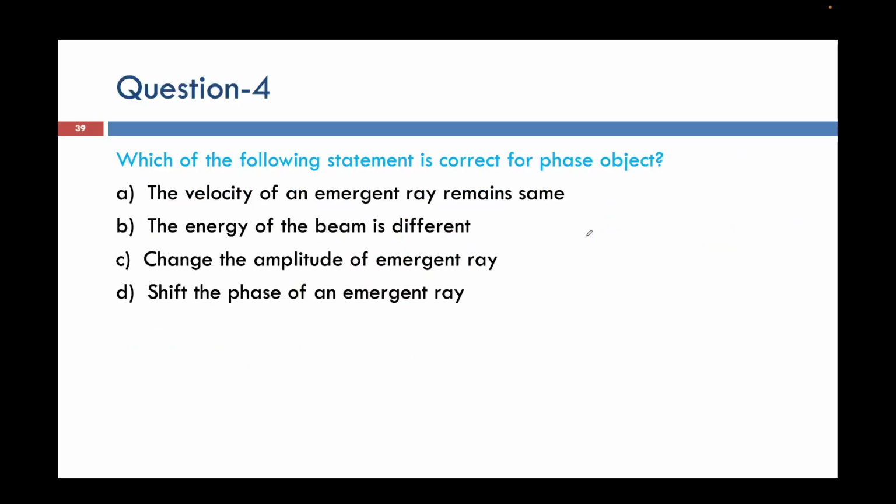Calcite can do double refraction and birefringence can be done by quartz. Question 4: which of the following statements is correct for a phase object? This should be an easy one. What is the answer? A: the velocity of the emergent ray remains the same. B: the energy of the beam is different. C: change the amplitude of the emergent ray. D: shift the phase of the emergent ray. Which one is correct?